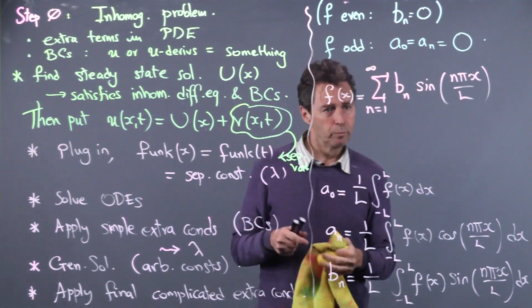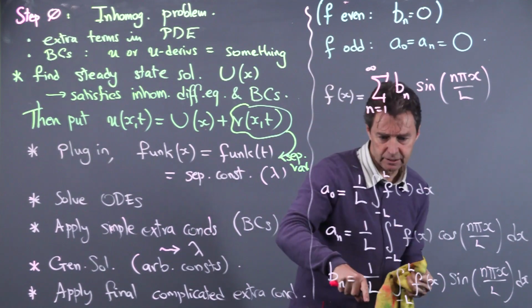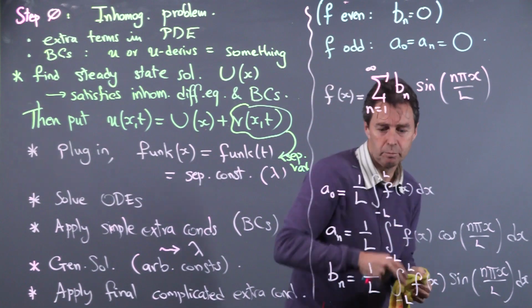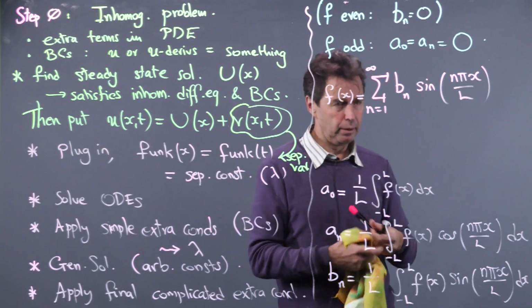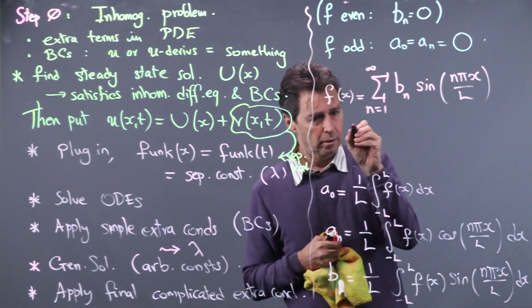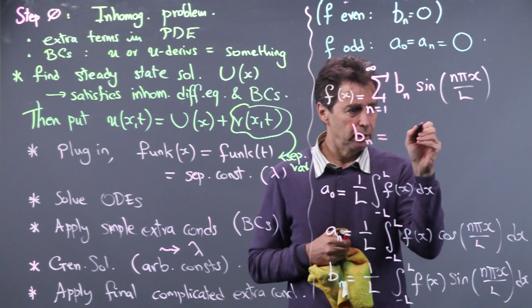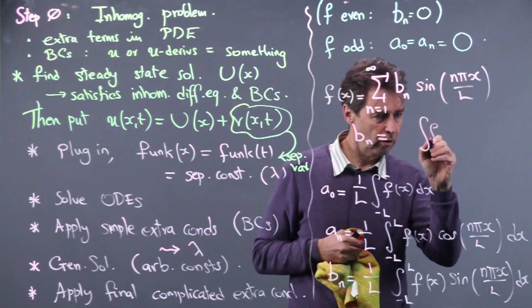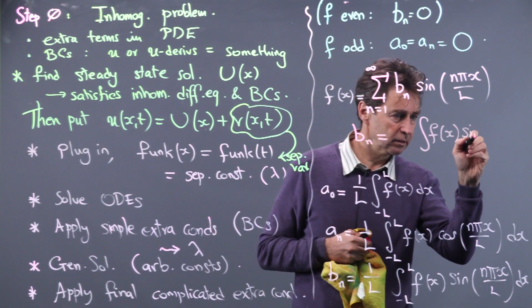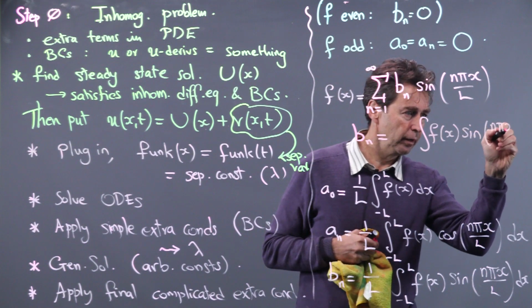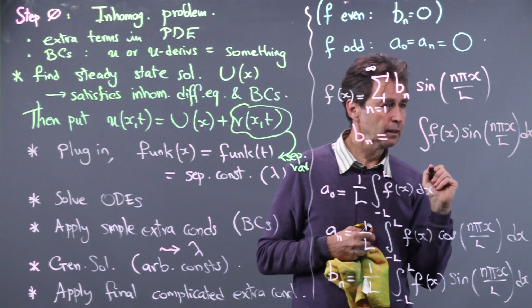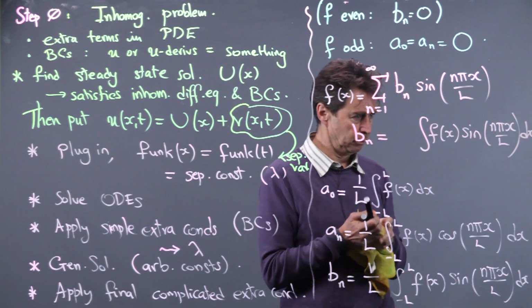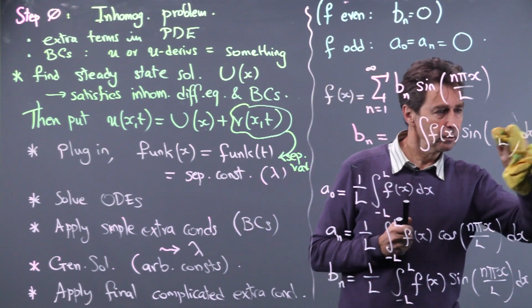The more important piece of the Fourier series technology is that I need to be able to calculate the b, and I'm going to be using this. And the b is going to be the integral here of f of x sine of n pi x over L dx. Let's put that on the board now. I've gone slightly over the edge.